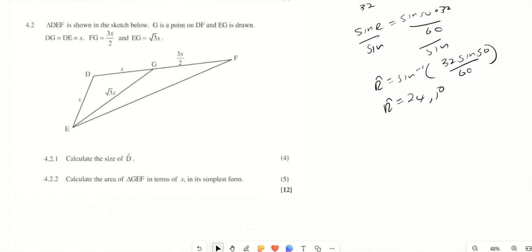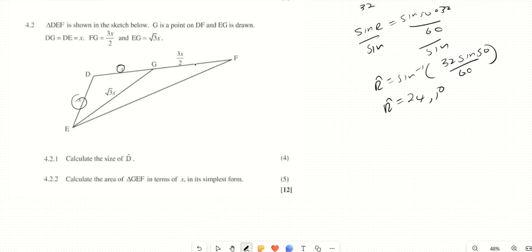Then let's go to number 2. It says triangle DEF is shown in the sketch below. G is a point on DF and EG is drawn. DG equals DE equals x, so these two are equal. FG is equal to 3x over 2 and EG is equal to root 3 x. Let's calculate the size of D.